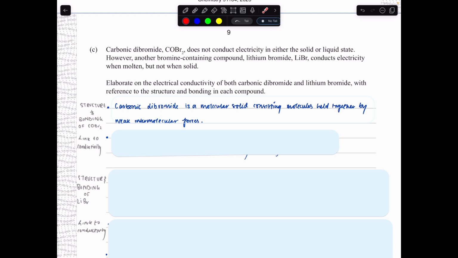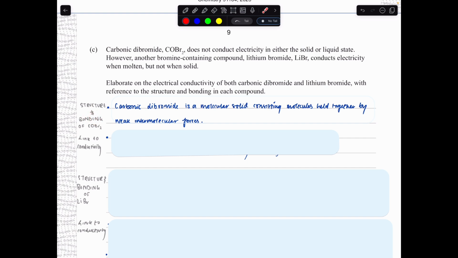Okay, part C. Carbonic dibromide does not conduct electricity in either the solid or liquid state. However, another bromine-containing compound, lithium bromide, conducts electricity when molten, but not when solid. Elaborate on the electrical conductivity of both carbonic dibromide and lithium bromide, with reference to structure and bonding in each compound. Okay, let's start off with structure and bonding of carbonic dibromide.